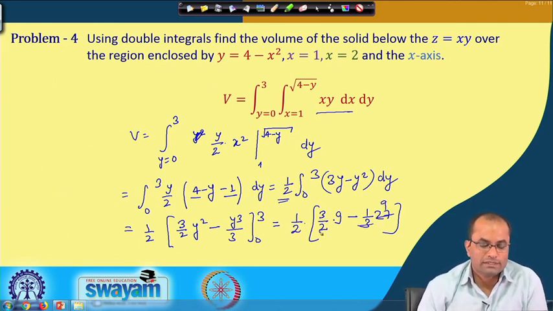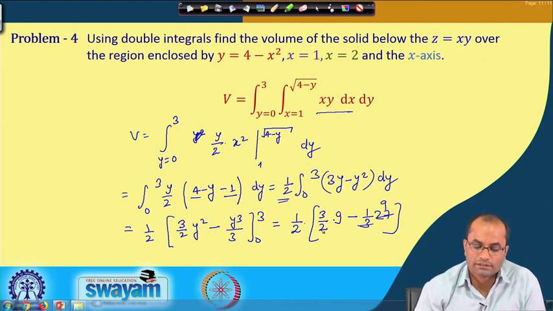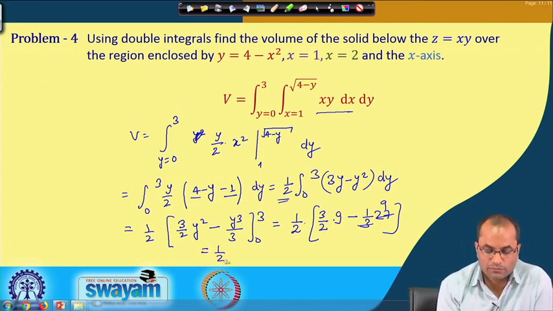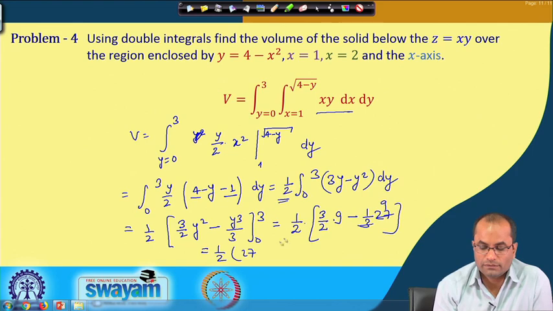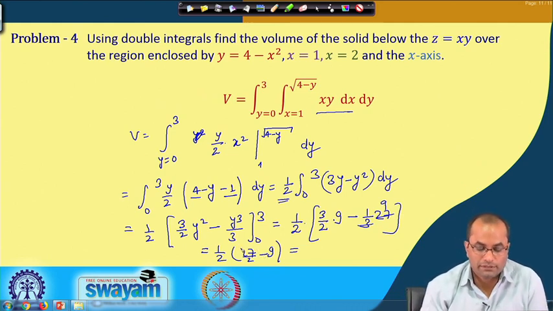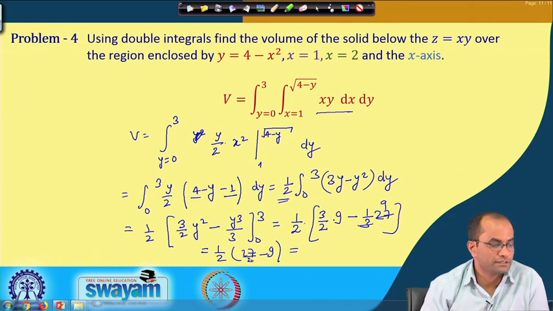So, here 27 by 2 and then minus 9. So, this is 1 by 2 and 27 by 2, and this minus 9 there. So, this is 18, and then we have 27 there. So, we get 9, and then this is by 4.